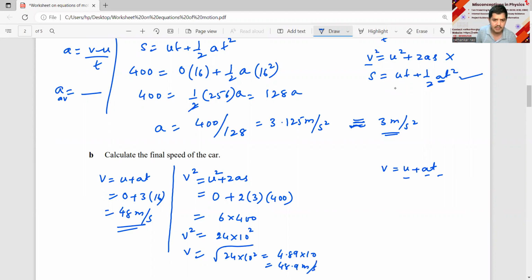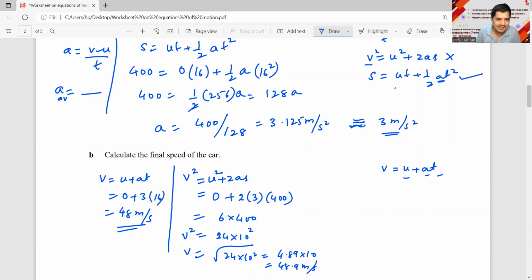Here, how can it be? See, here you get 48, here you get 48.9 meter per second. What is the reason? Can you think of this? I'll tell you the reason. Just pause the video for 5 minutes and then think about it. 1, 2, 3, 4, 5. Okay, let me give you the answer.